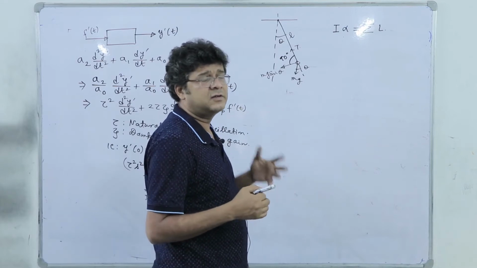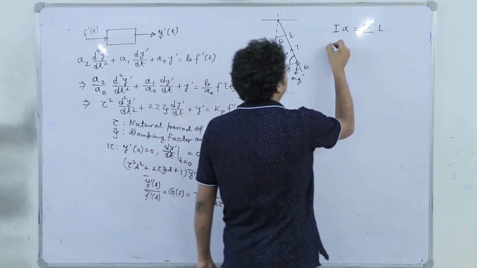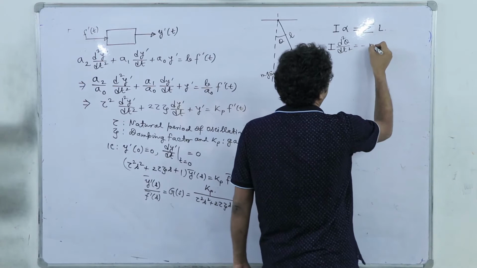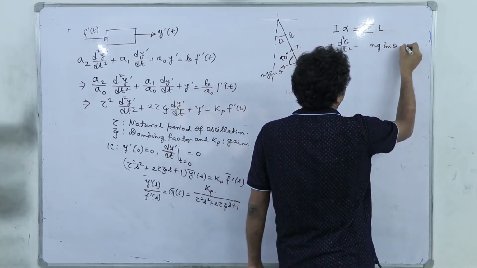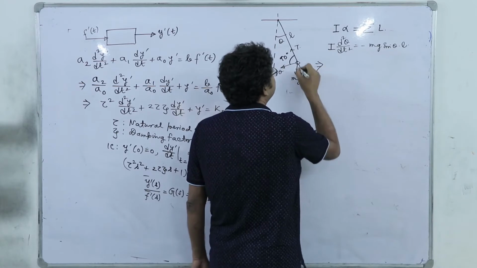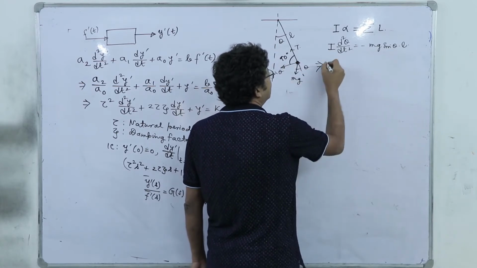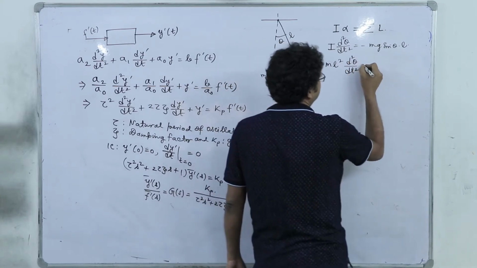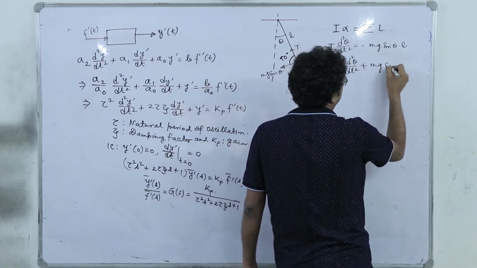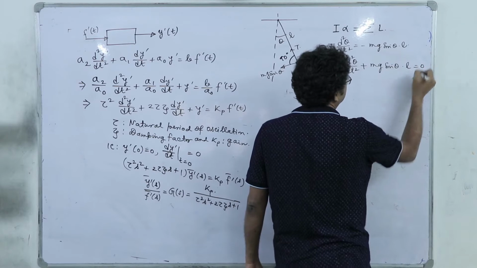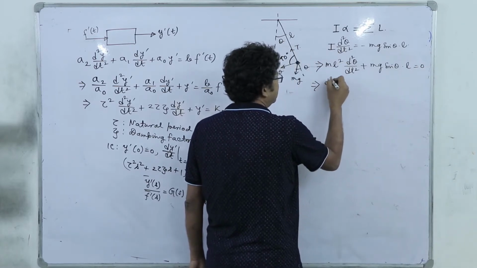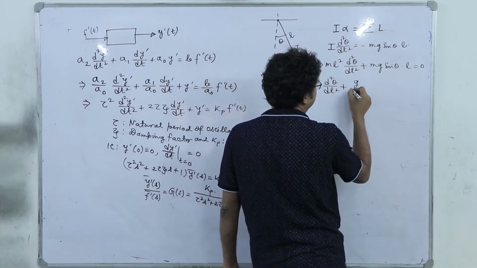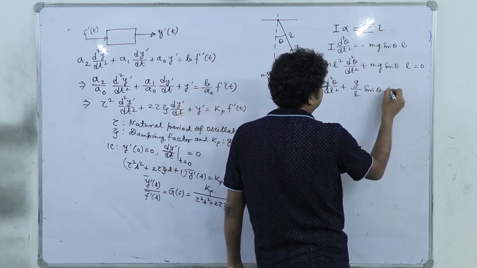So it intends to reduce the value of theta. So write that I into d square theta dt square is equal to minus of mg sine theta into L. Now again, for this point mass, the I is ml square, so ml square into d square theta dt square plus mg sine theta into L equal to 0. So d square theta dt square plus g by L into sine theta equal to 0.